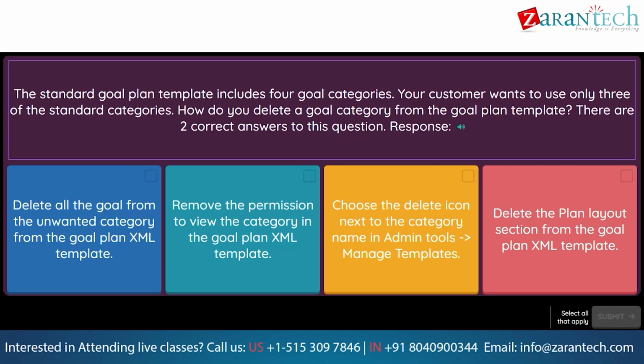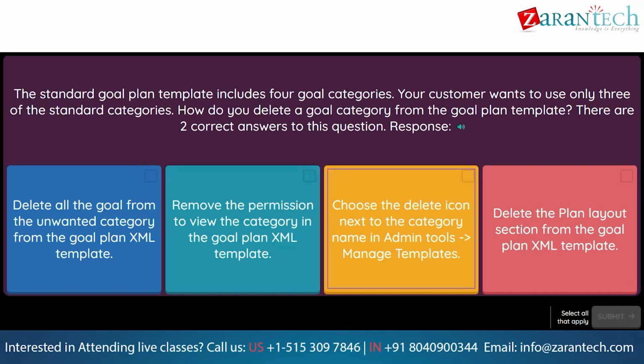Question: The standard goal plan template includes 4 goal categories. Your customer wants to use only 3 of the standard categories. How do you delete a goal category from the goal plan template? There are 2 correct answers to this question. Response. Option 1, Delete all the goals from the unwanted category from the goal plan XML template. Option 2, Remove the permission to view the category in the goal plan XML template. Option 3, Choose the delete icon next to the category name in Admin Tools-Manage Templates. Option 4, Delete the plan layout section from the goal plan XML template.